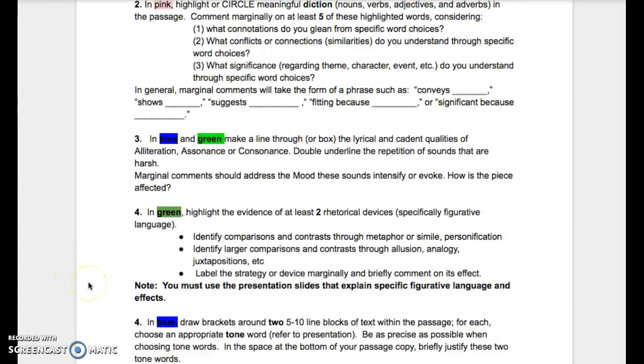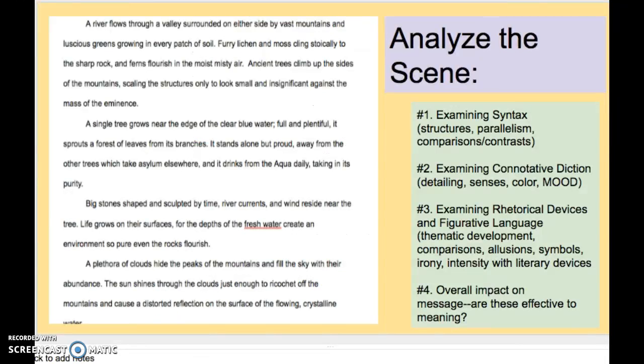In green, you should highlight the evidence of rhetorical devices. These would be comparisons and contrasts through metaphor, simile, personification. You should be identifying larger comparisons and contrasts through allusions, analogy, and juxtapositions. And you should be labeling those devices and strategies. In the end, you should also be bracketing to the side a chunk of text, 5 to 10 line blocks of text, and you should choose an appropriate tone word for that section, as well as any further notes that you need to summarize the information or the meaning of that passage.